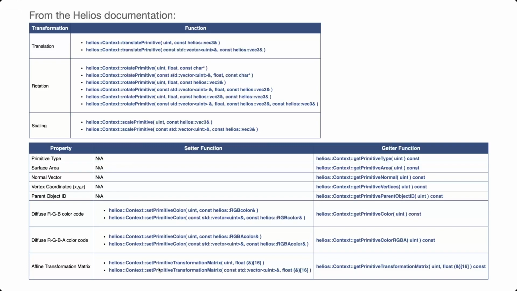We may want to query information about that primitive. Let's say it's surface area or its normal vector, for example. There are getter functions in order to do that. We may also want to set or change various properties about the primitive. So there are setter functions to do that, such as changing its color or changing its transformation matrix.